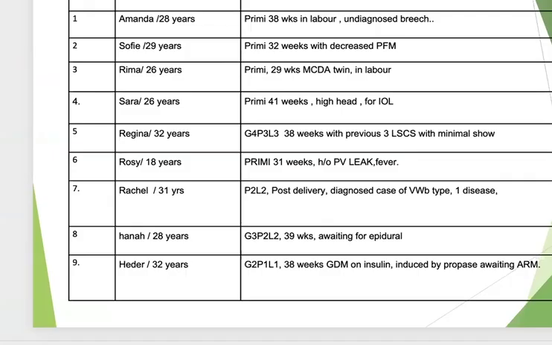Now, room number 6. Yes, it is a teenage primi with history of leak and fever. So what is your diagnosis? Chorioamnionitis. Okay, you have to utter that word. So you asked about the PA, PV presentations of the baby. That was very good. You asked about the risk factors.